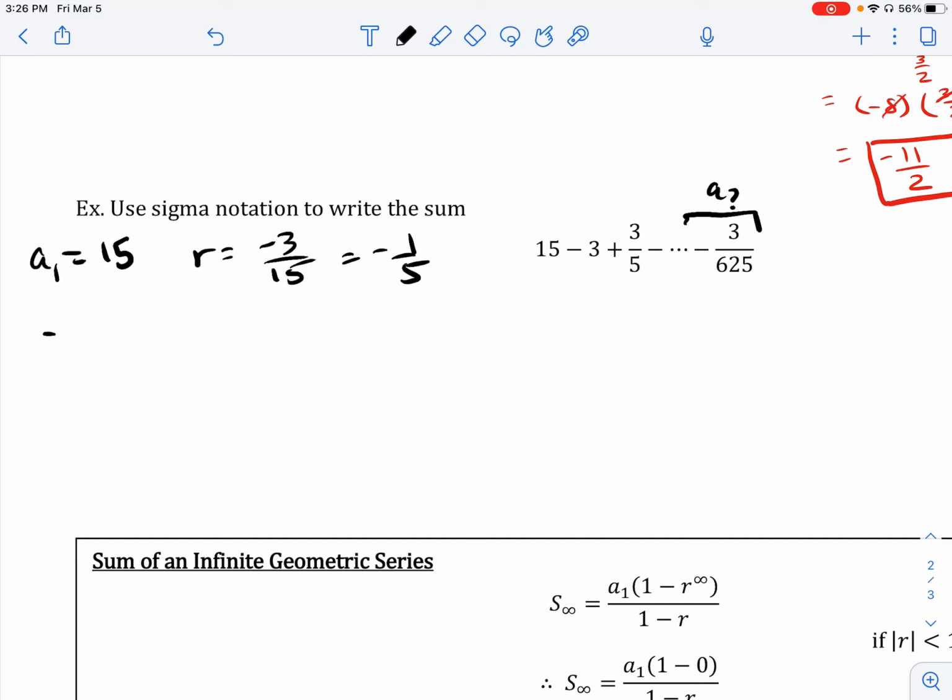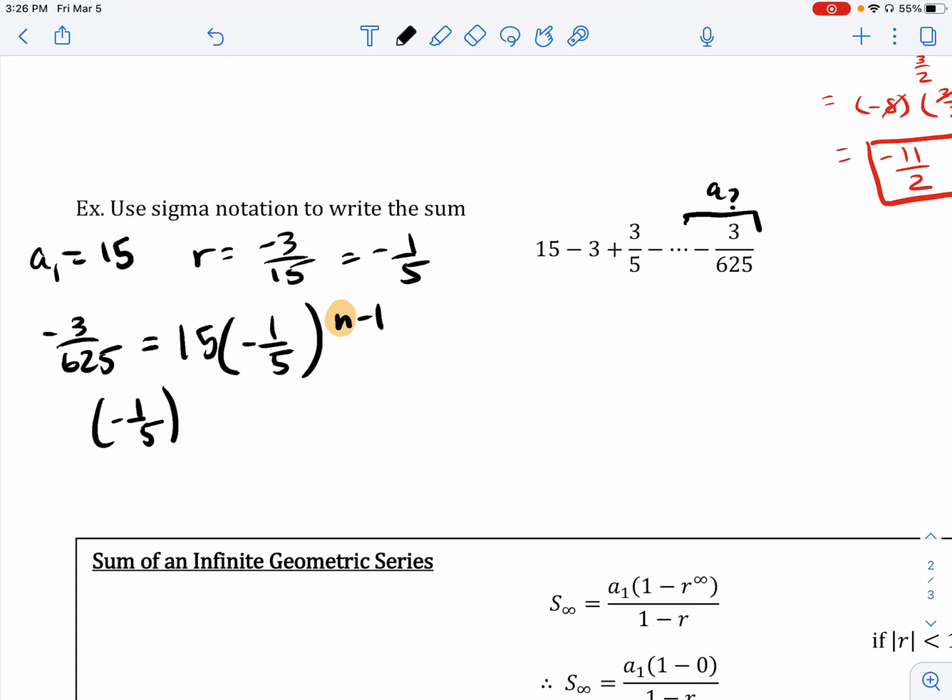So we'd say, negative 3 over 625 is equal to, using our nth term formula, 15 times negative 1/5 to the n minus 1 power. And what we're trying to figure out is n. We've got everything else. We just need to know what order number was negative 3 over 625. So we're just going to use some basic algebra for this. We're going to divide both sides by 15. So that's going to simplify out to negative 1/5.